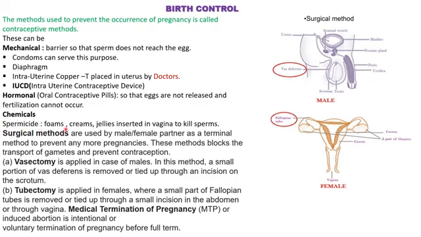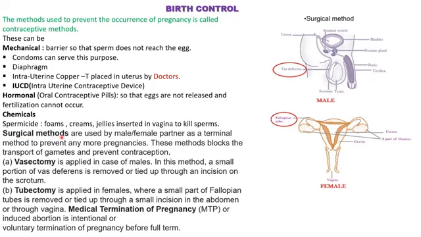These chemicals can be placed inside the vagina so that they kill germs and the sperm cannot reach the fallopian tube for the fertilization. These are found in the form of foam, creams, and jellies, and they are inserted in the vagina to kill germs.